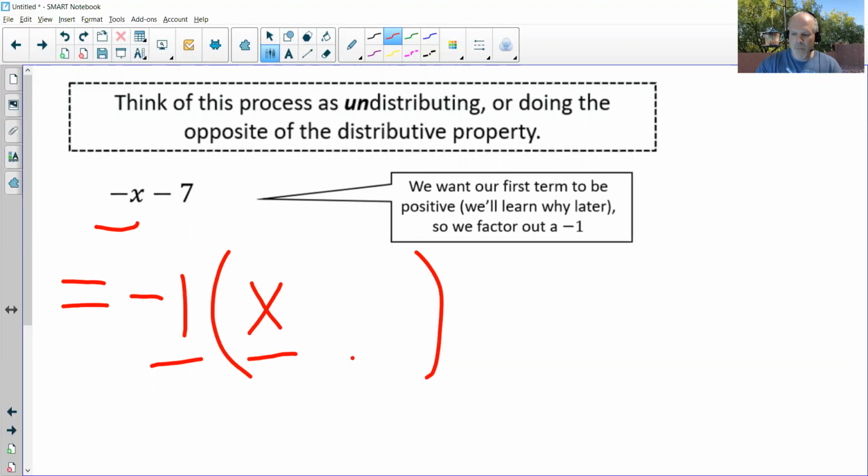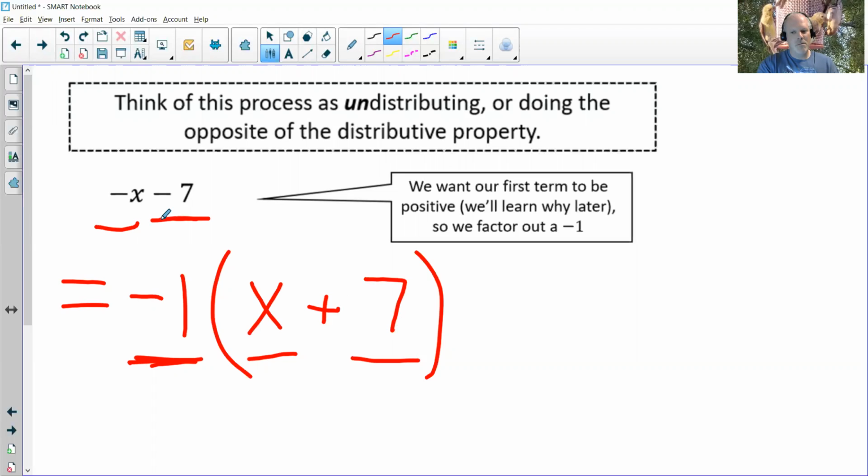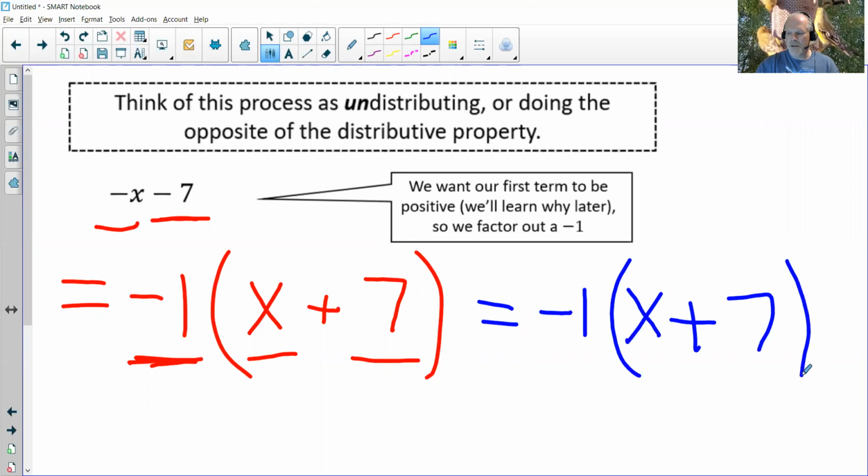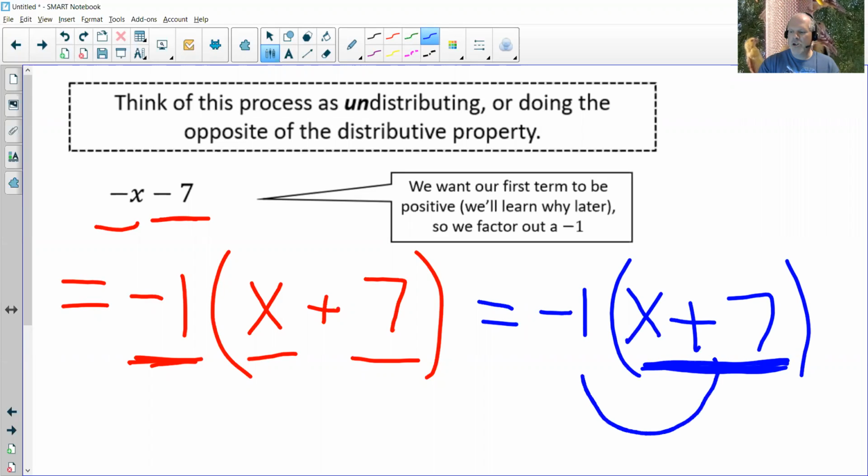Then you're asking yourself, what number goes here that multiplies by -1 to equal -7? Well, that would have to be +7, because 7 times -1 is -7. So the simplified form after we factor out a -1 is -1 times the quantity x plus 7. So now we've gotten rid of the negative sign on the polynomial by extracting it and putting it out front of the parentheses.